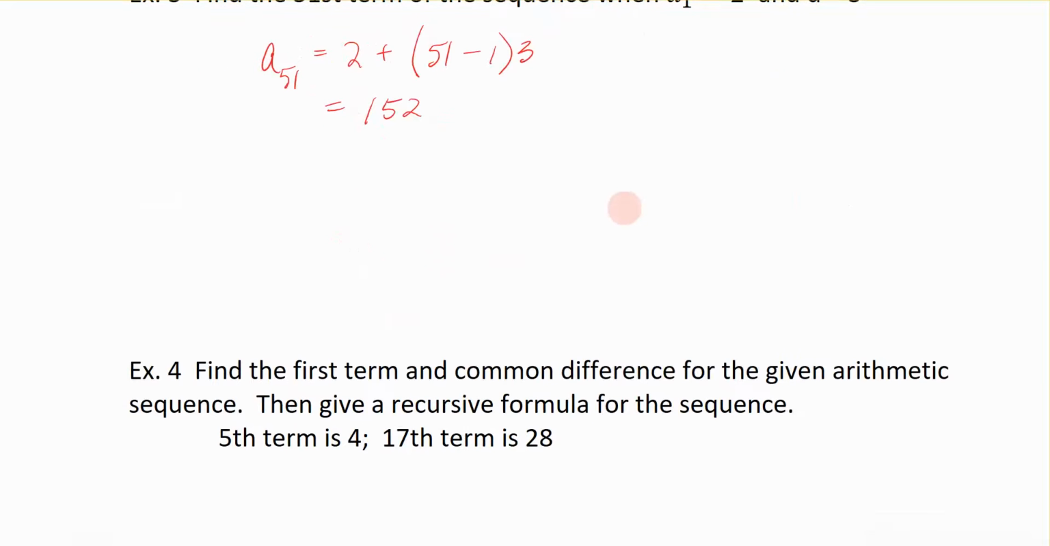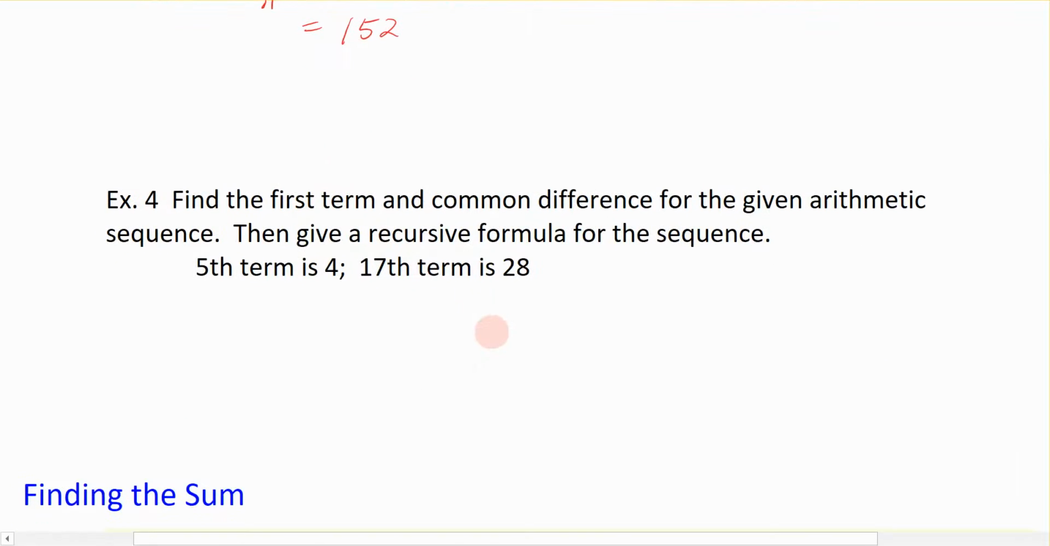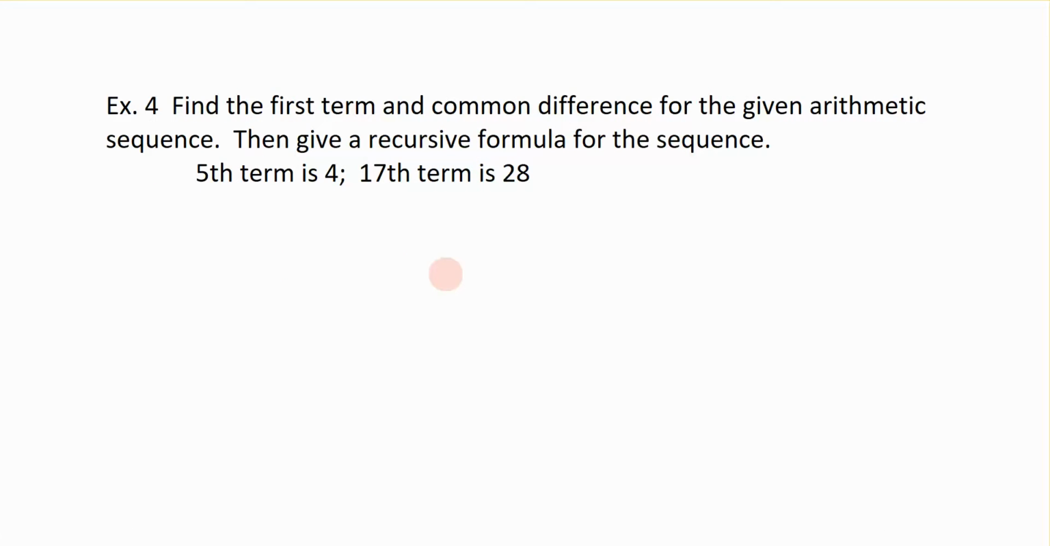All right, let's look at another one. We kind of want to go in a different order here. I want to find the first term and the common difference if I am given some values out of the sequence. And then I want to go back and write the general form of the sequence, which is the recursive formula. So how do I go about doing that?